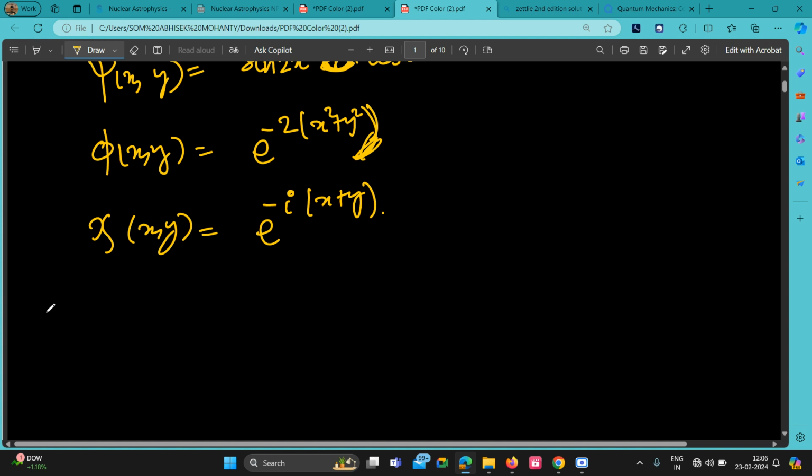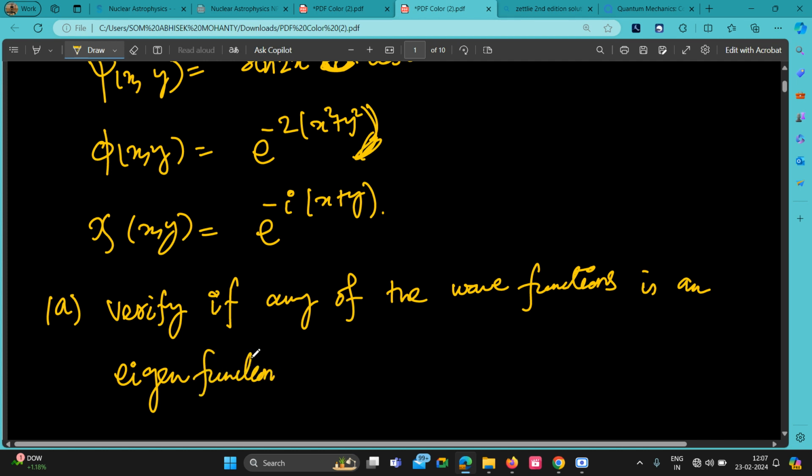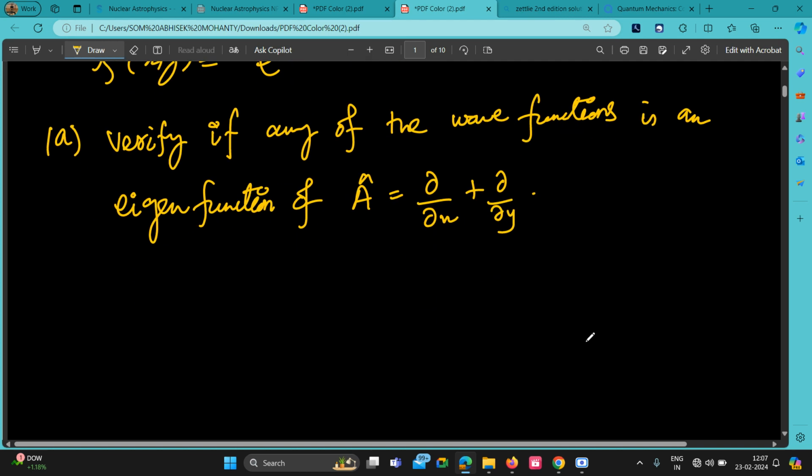Okay, so what is the question? First, bit A: verify if any of the wave functions is an eigenfunction of A is equal to del by del x plus del by del y.